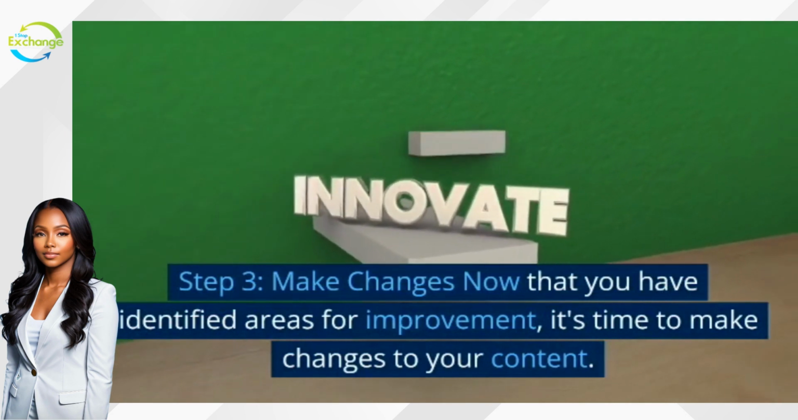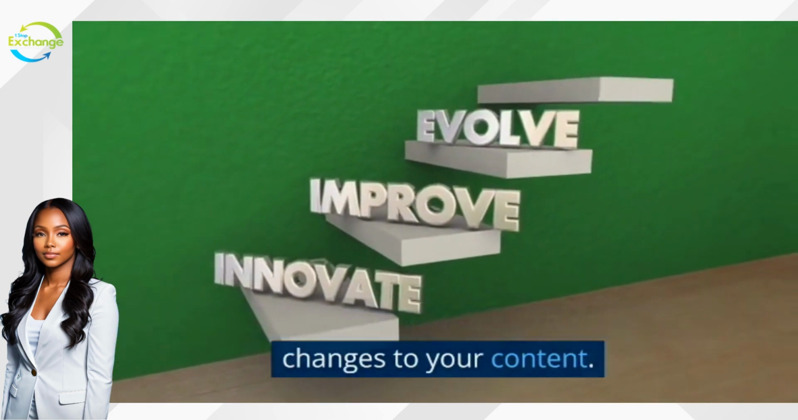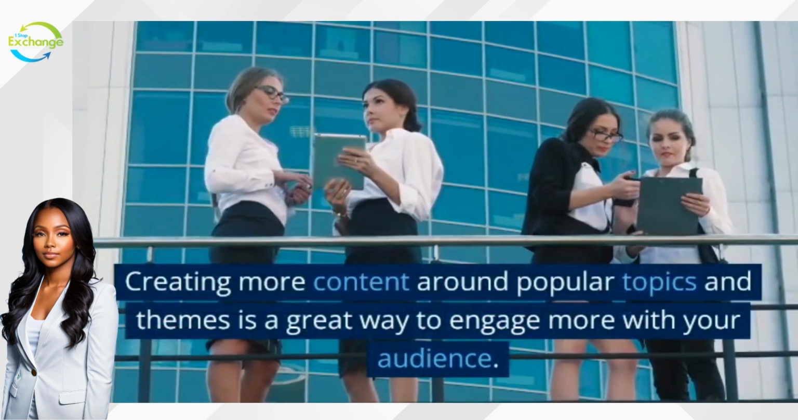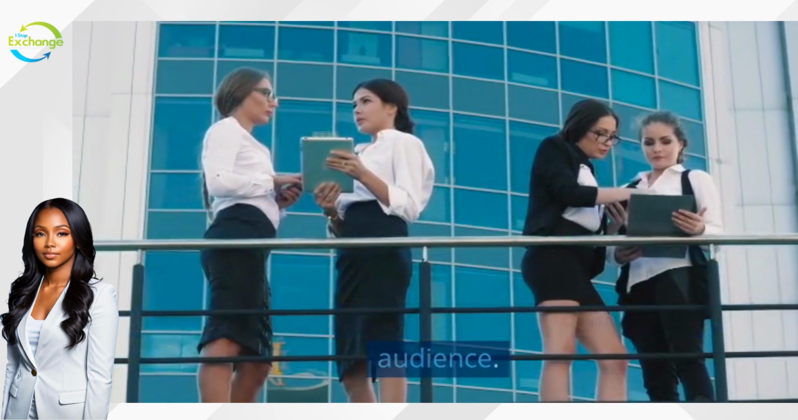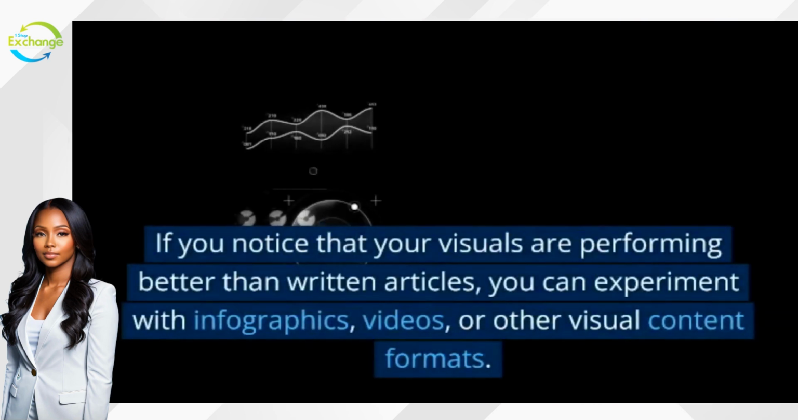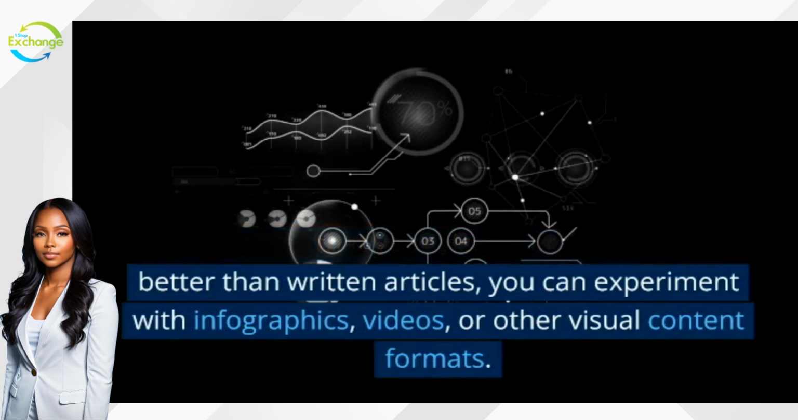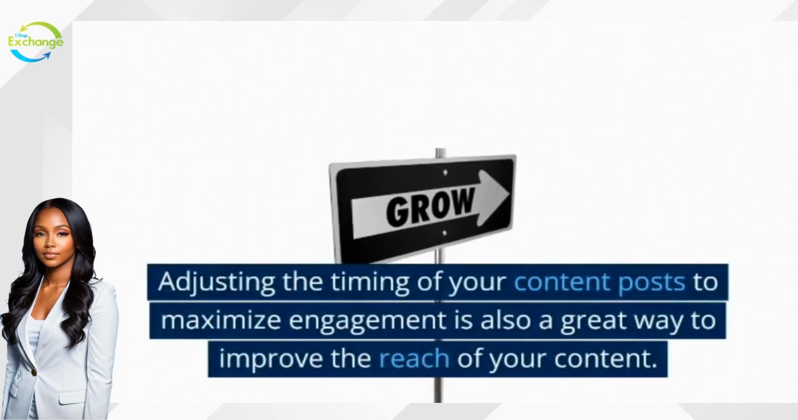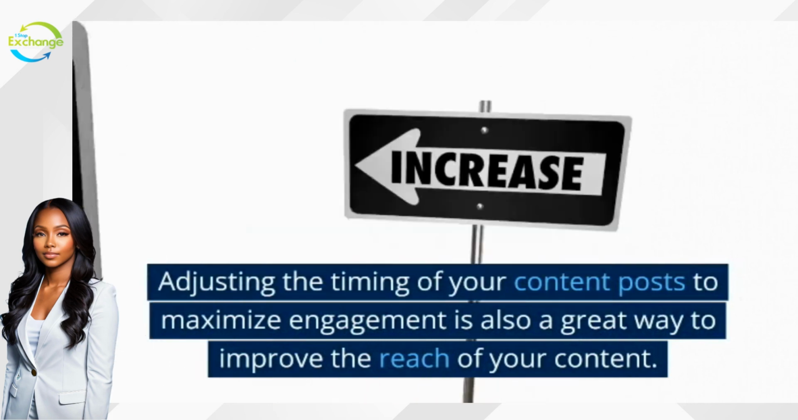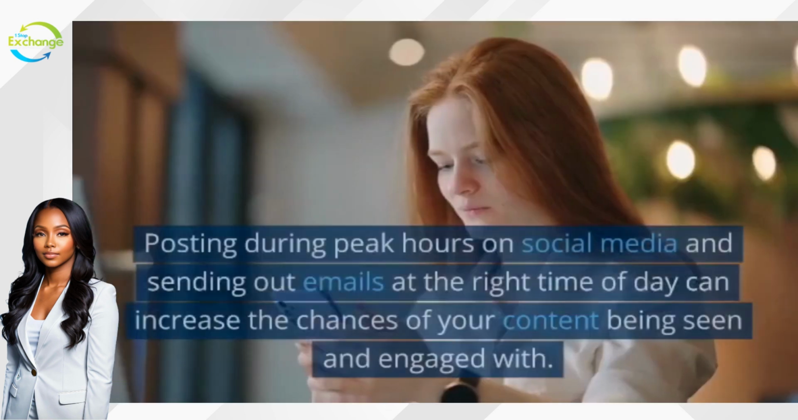Step 3. Make changes. Now that you have identified areas for improvement, it's time to make changes to your content. Creating more content around popular topics and themes is a great way to engage with more of your audience. If you notice that your visuals are performing better than written articles, you can experiment with infographics, videos, or other visual content formats. Adjusting the timing of your content posts to maximize engagement is also a great way to improve the reach of your content.